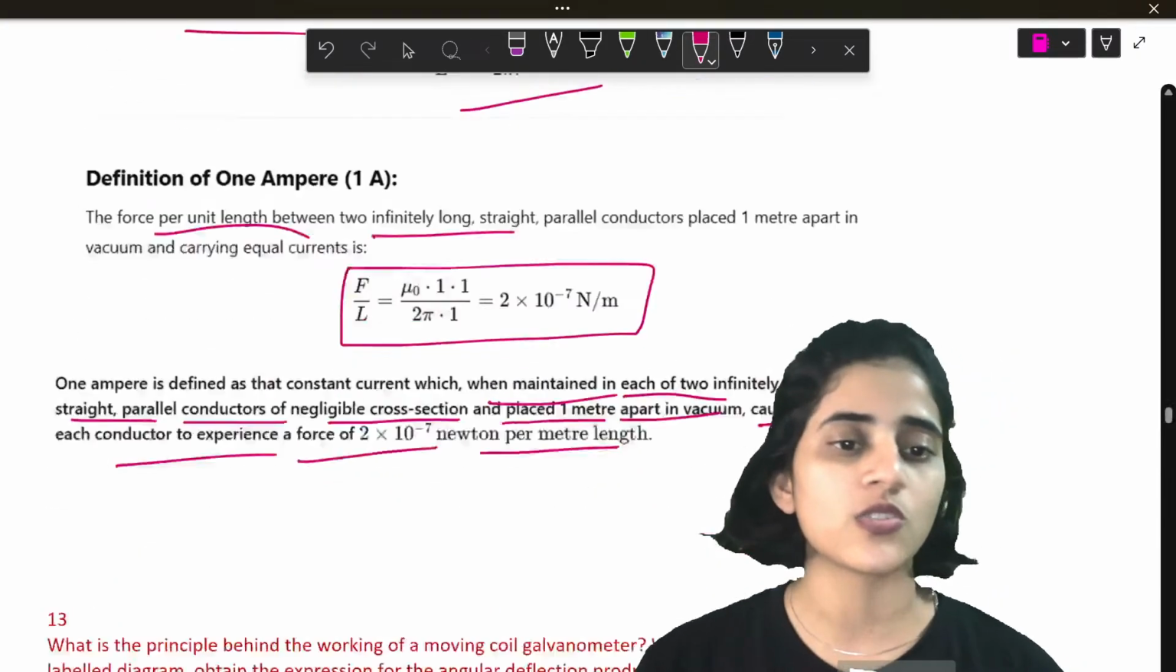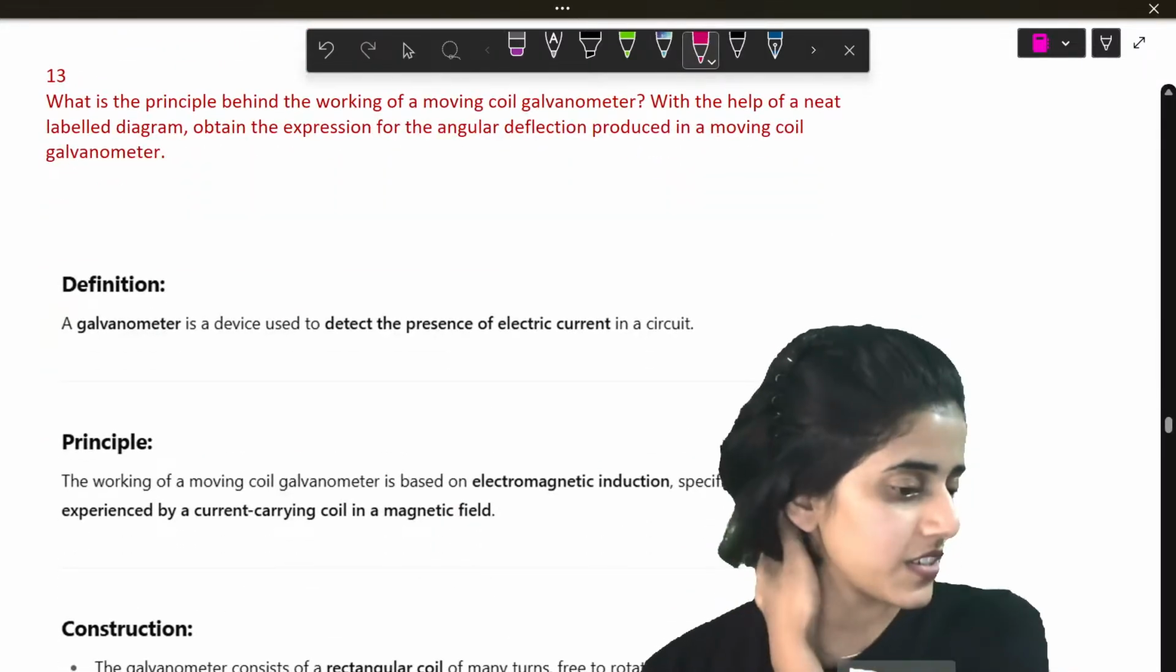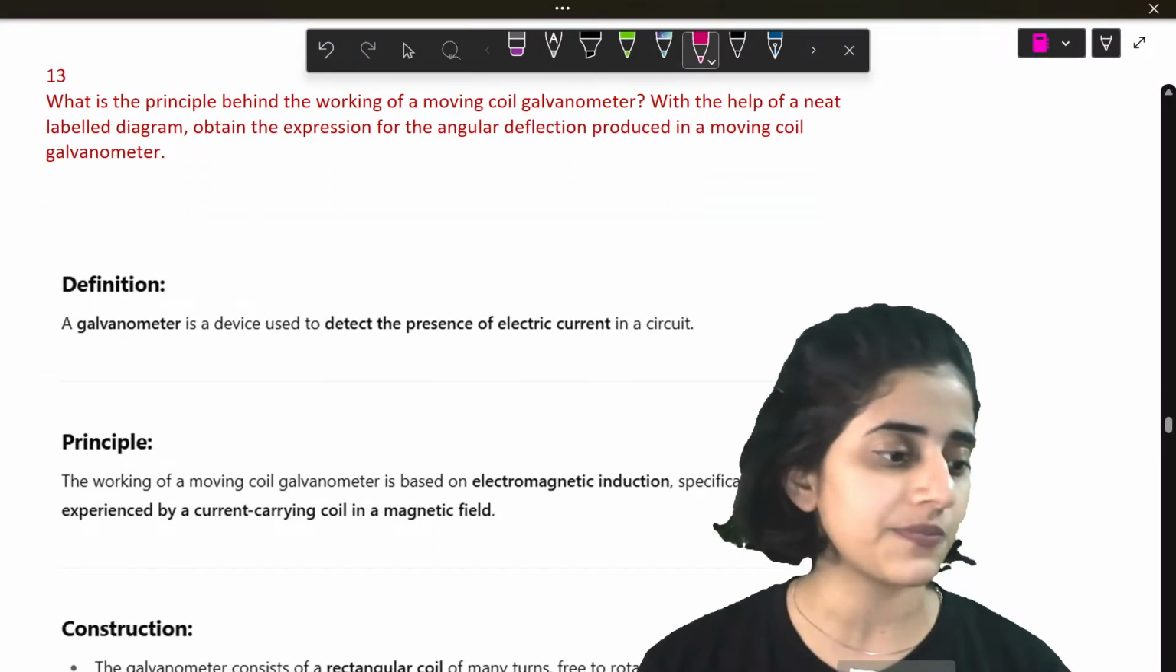Okay. So this question is also done. Next question is for moving coil galvanometer.